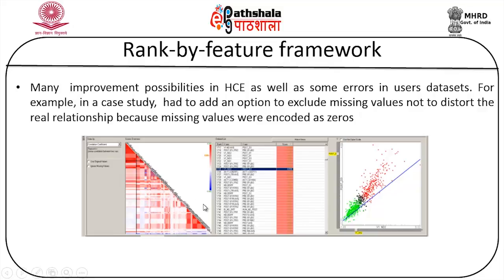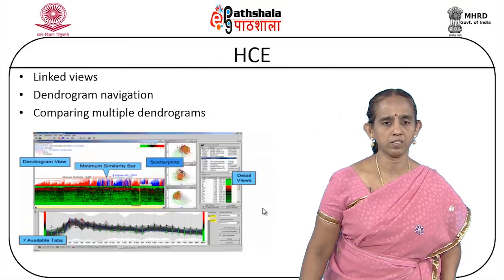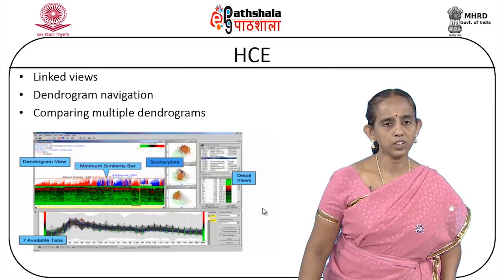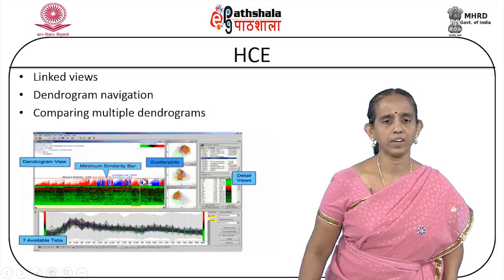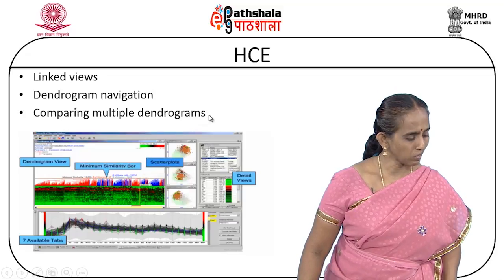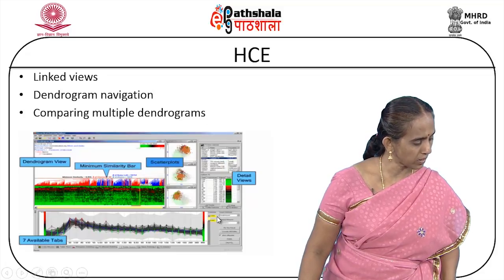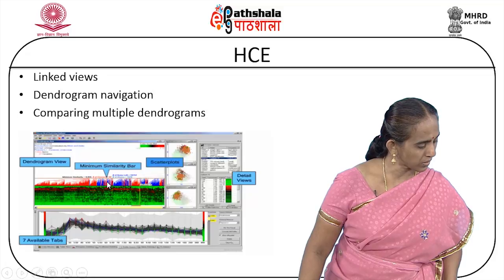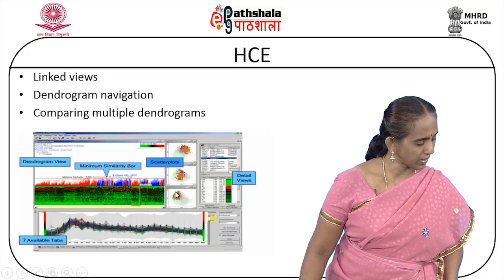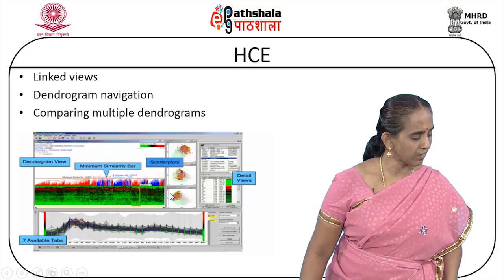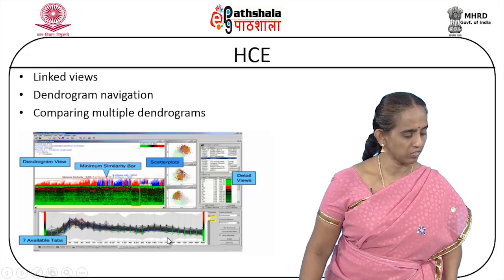So this is one kind of disadvantage that is available in the rank by feature framework. Here we can see how it is ranking with respect to the feature, and that is being shown in the form of a visual here. This is a screenshot of the HCE. We can look at the linked views, the dendrogram navigation, and we can also compare multiple dendrograms. There is a detail view shown here, a minimum similarity bar, and scatter plots shown on the right hand side. There are about 7 tabs available in this.